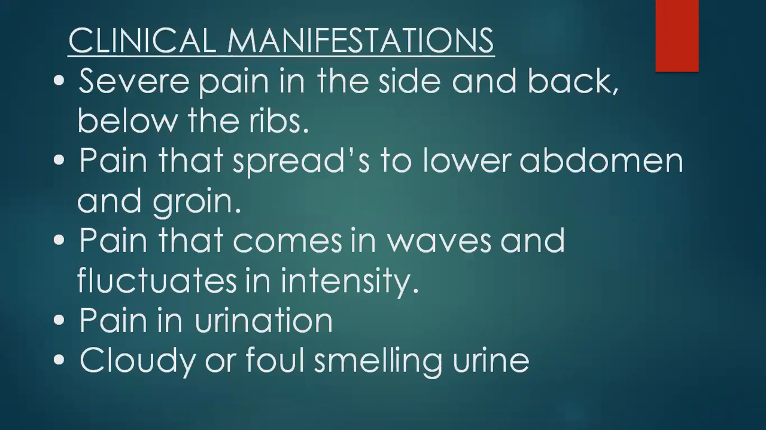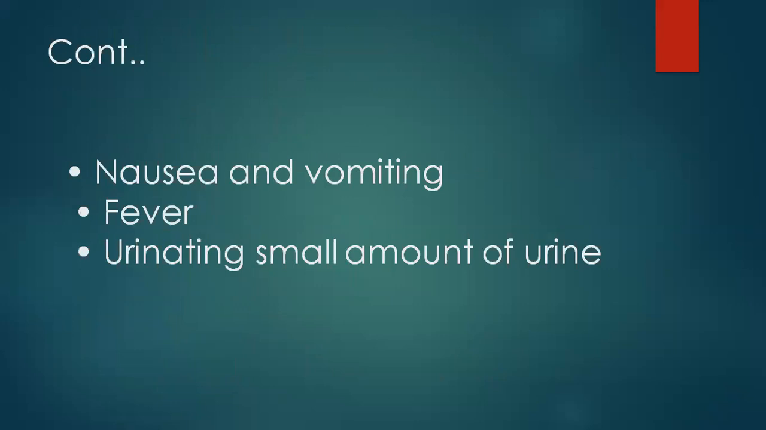Now, clinical manifestation. Severe pain in the side and back below the ribs, and pain that spreads to lower abdomen and groin. Then pain that comes in waves and fluctuates in intensity. The pain on urination, cloudy or foul smelling urine. Then nausea and vomiting, fever and blood in urine.